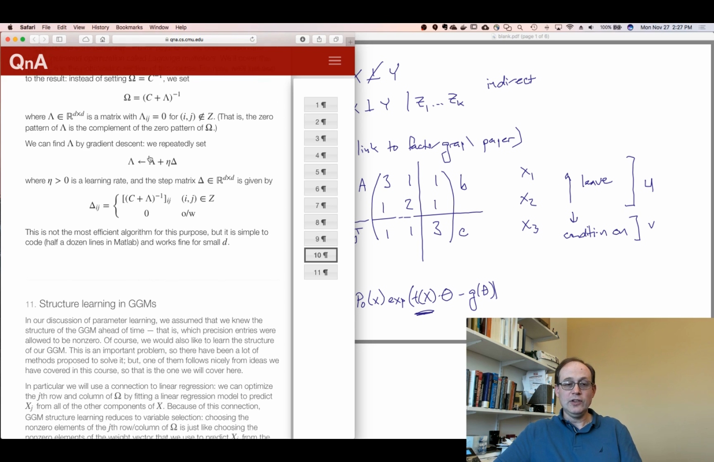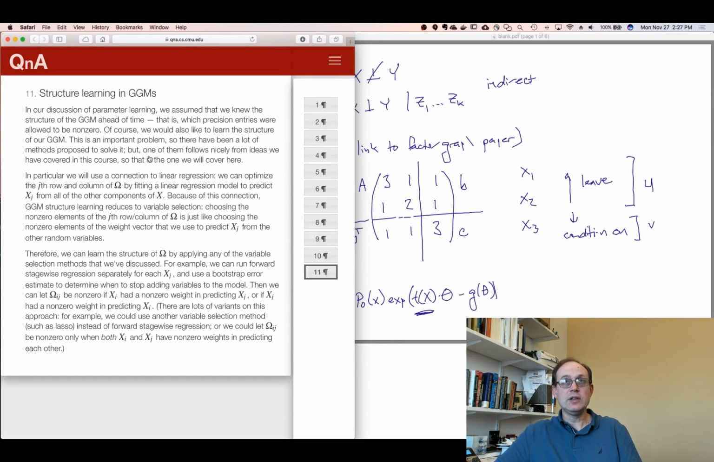All right, so then the last thing. So far we assumed that we know the structure, right, which elements of our Gaussian graphical model are allowed to be non-zero. But instead we might like to learn them. And this is also related to stuff that we've done before. In particular, it's related to variable selection. I should point out, by the way, that there's a ton of methods for doing structure estimation in graphical models, and in particular for doing structure estimation in Gaussian graphical models.